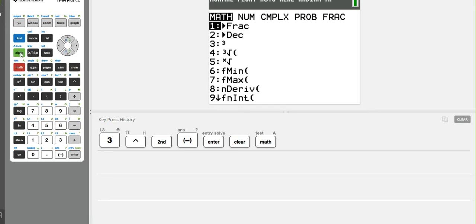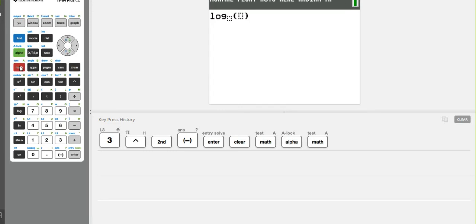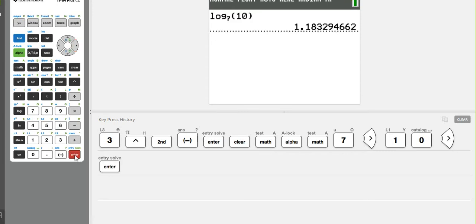And then I'm going to just do alpha A. That's a quick jump down to what I want, log base 7 of 10. Now I can't use the log key because that's for log base 10. All right, I've got log base 7. So it should be a number between 1 and 2 because 7 to the first power is 7, 7 to the second power is 49. So yeah, 1.18. How do you prove you got it right?